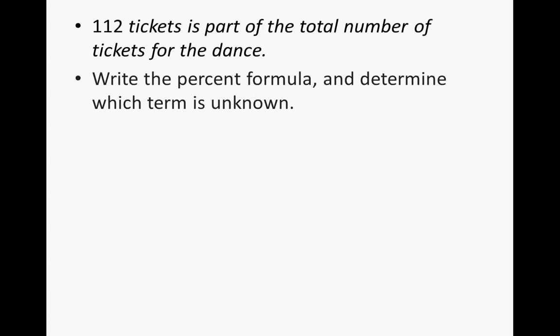So write the percent formula and determine which term is unknown. So we have part is equal to percent times whole. And the part is 112 tickets and the whole is 320 tickets, and we'll let P represent the unknown percent. So therefore 112 is equal to P times 320.